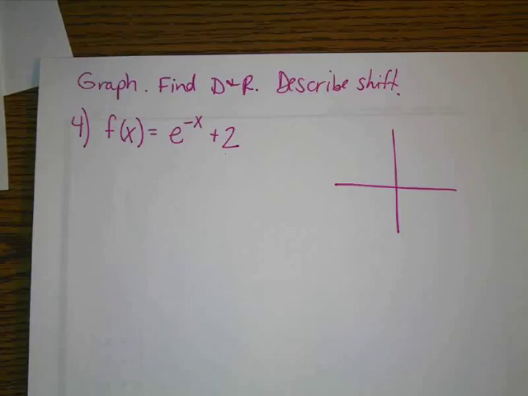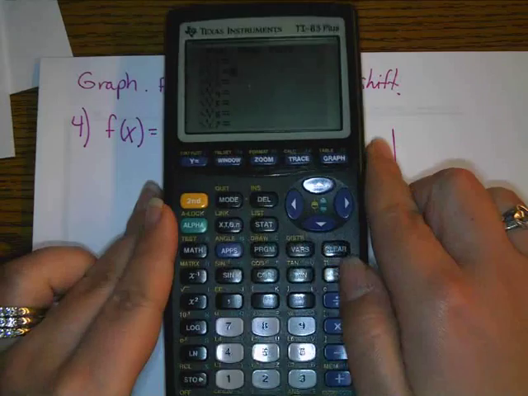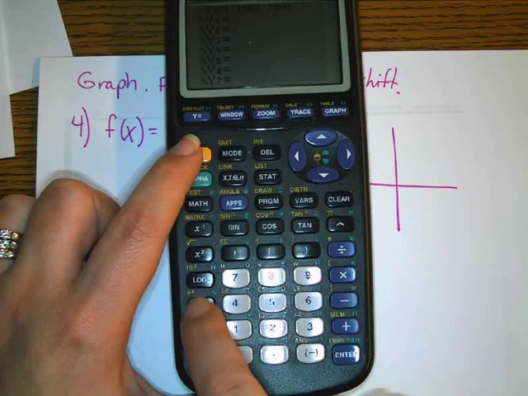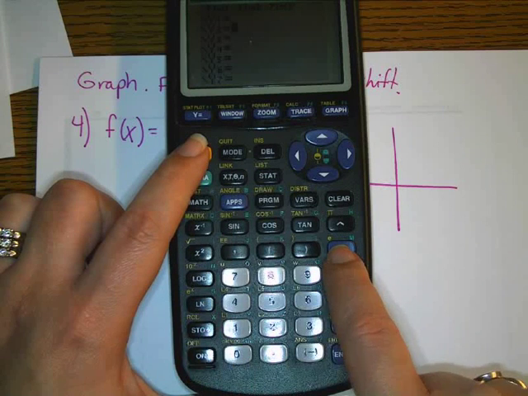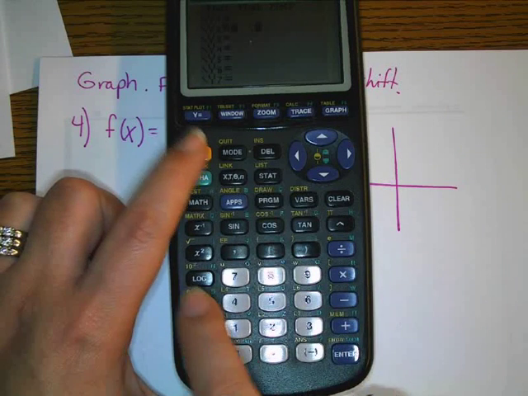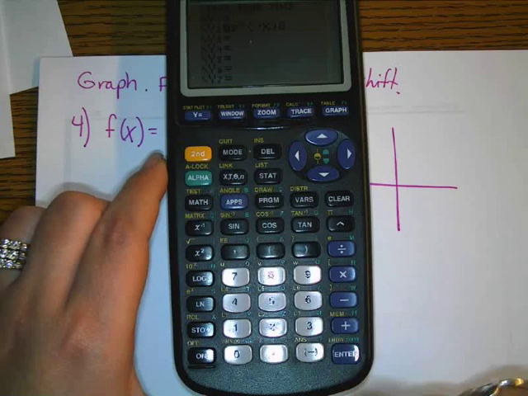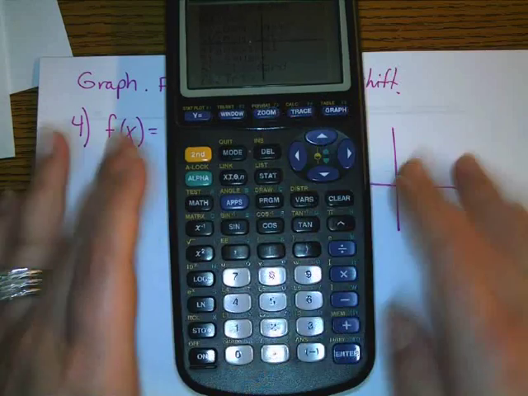So if you want to just type that into your calculator, I'll show you how to type it. I don't know if you can see this very well, but the e to the button is down here if you'd like to use that, or you could just use the e and then the caret. So I have e to the negative x, close the parentheses, and then the plus 2 is outside of that.